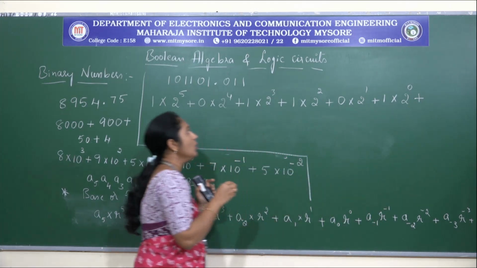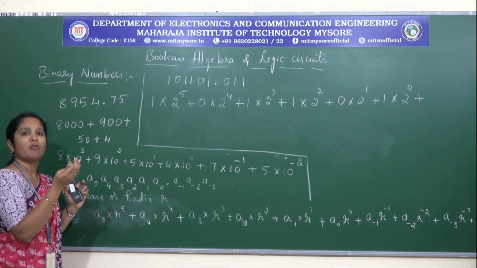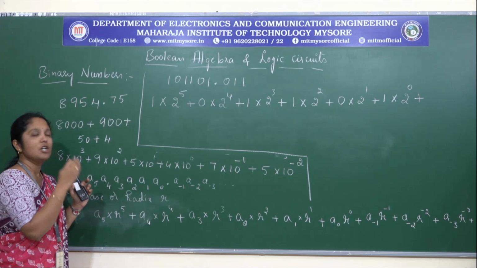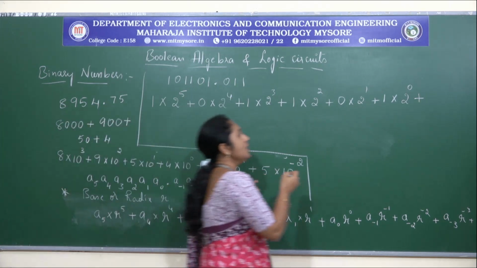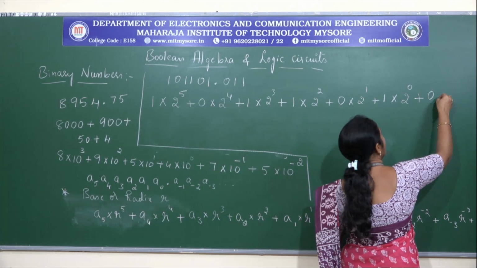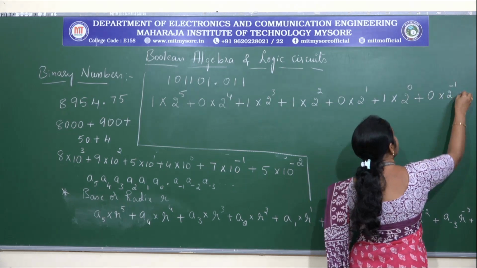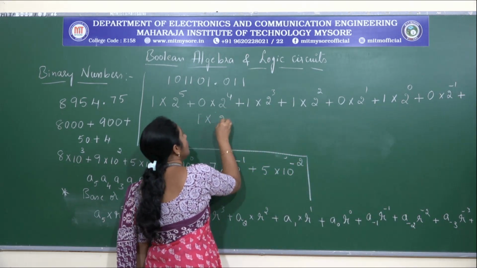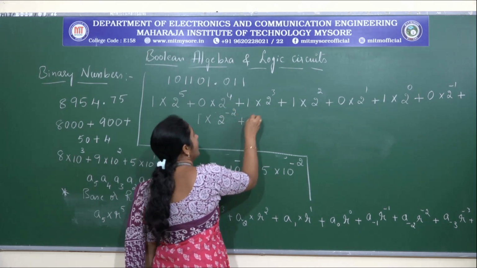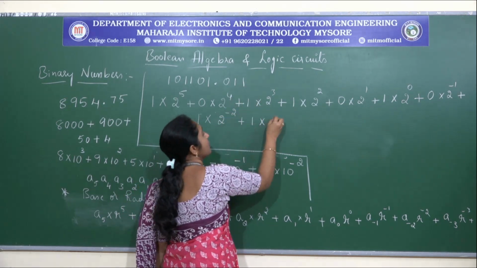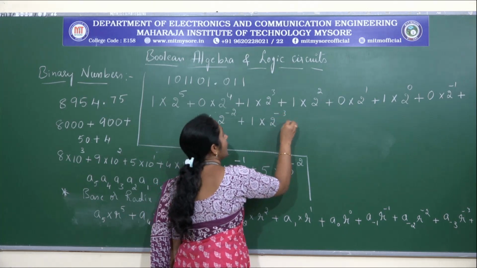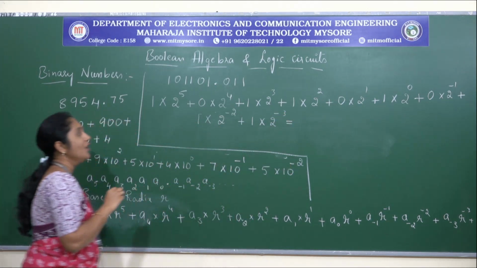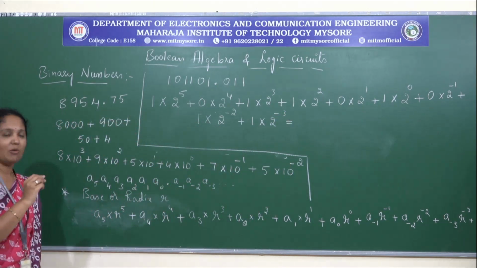next we need to consider the digits after the decimal point. So we have 0, 1, 1. So 0 must be multiplied by 2 power minus 1. Then 1 must be multiplied by 2 power minus 2. And again the last digit 1 must be multiplied by 2 power minus 3. Now let us find out the equivalent value.